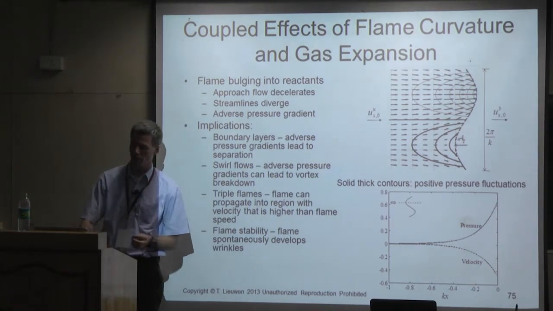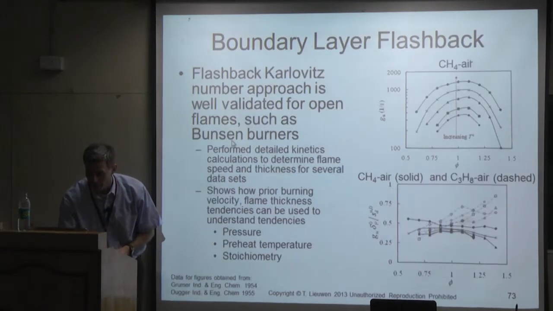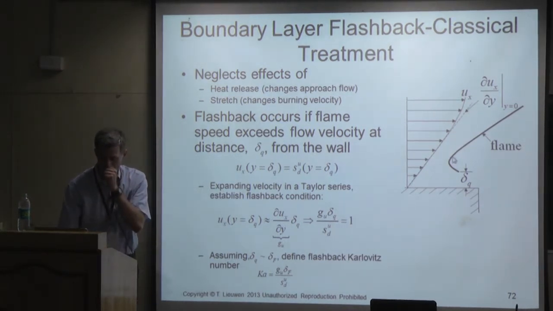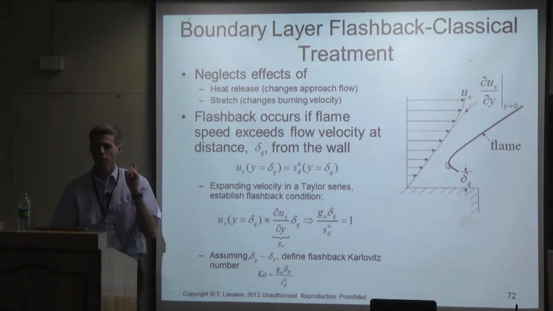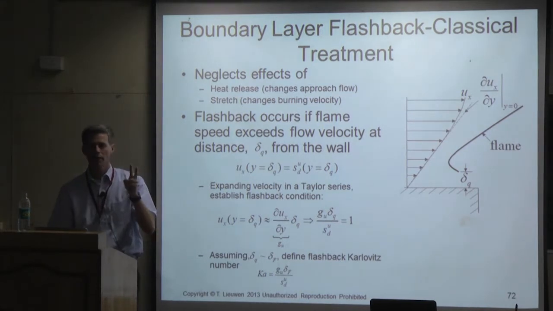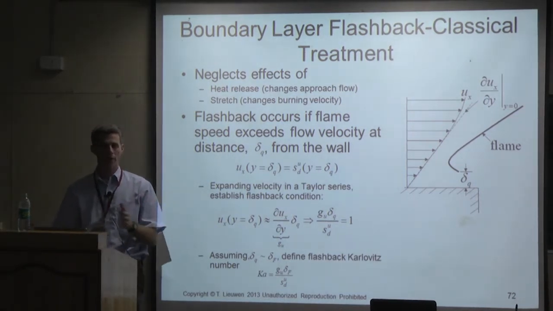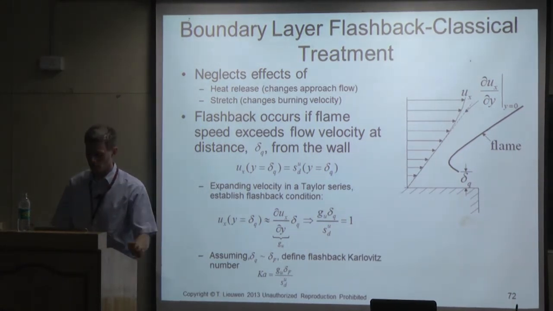Well, first of all, let's just think about boundary layers. What that means is if you have a flame, like if we go back to this picture that I drew here, a curved flame bulging into the reactants, this flame is actually going to cause the approach flow right in front of it to decelerate. It's going to impose an adverse pressure gradient. What do boundary layers think of adverse pressure gradients? They don't like them, right? They cause boundary layer separation, or at least they can introduce a deficit in the local velocity.